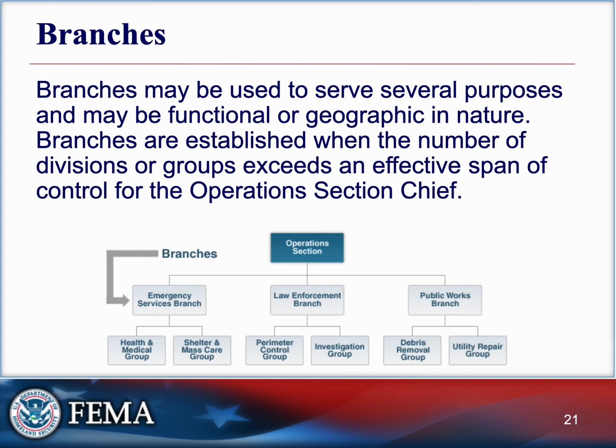If you have too many divisions or groups, you can create branches to help manage that span of control. And so, in this example below, each branch has a director. This helps the operations chief, or ops chief, however you want to call it, focus on strategy while branch directors manage details. You might have an emergency services branch, law enforcement branch, public works branch, all of these things. And within them, more branches. Here's an example.